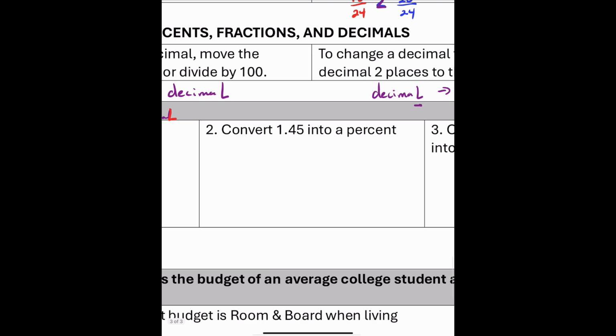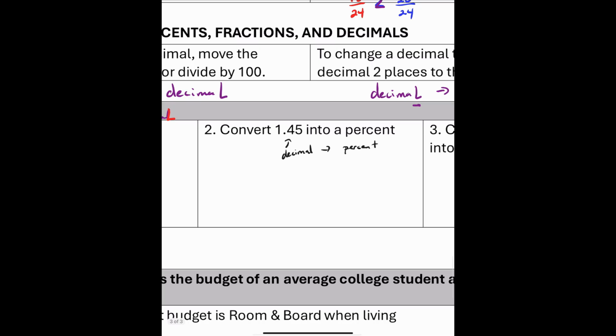Here we go. Number 2, convert 1.45 into a percent. So we know that this is my decimal, and we're converting that to a percent. So we start from the left and move to the right. How many times? 2 times. All right, so 1.45. We're starting from the left, and we're going to move it 2 times to the right. So the answer is 145%.